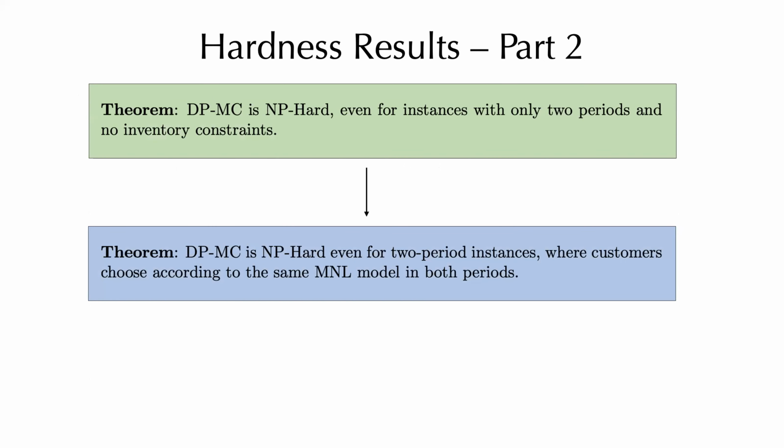But here are two new results. The first one is that even if you have two periods, and even if in these two periods each customer chooses according to the same MNL model, the problem is NP hard. We need a stockout to do this, but we can show that even this simplest instance, two periods where in both periods they choose according to the same MNL model, the problem is NP hard.